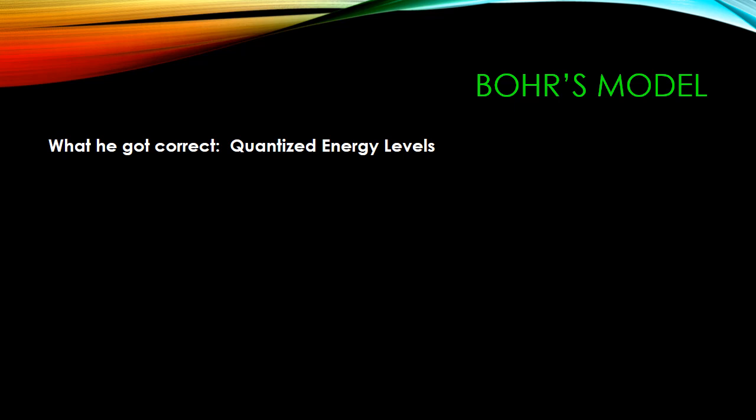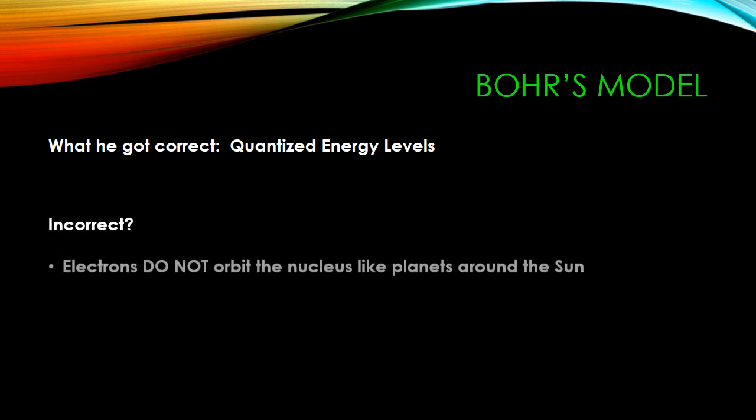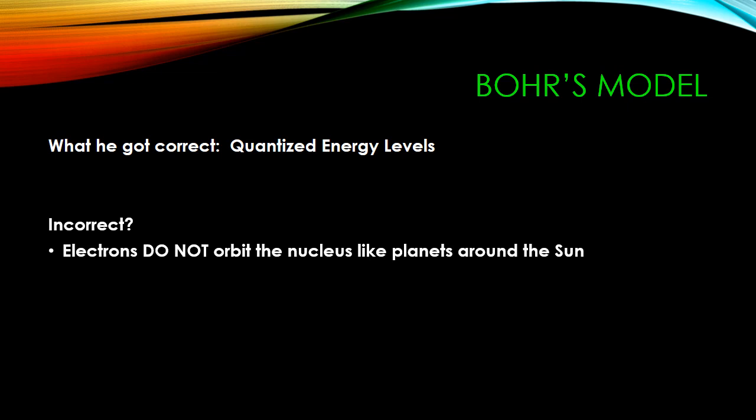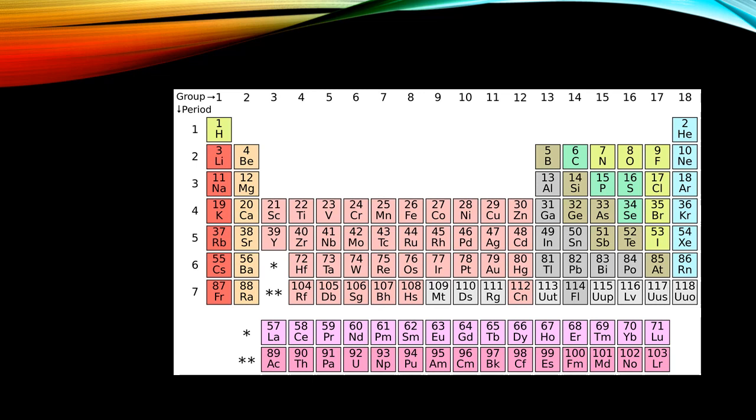Just so you know, make sure you understand that Bohr correctly identified quantized energy levels. And what he got incorrect is that the electrons do not orbit the nucleus like planets around the sun. This is going to be very important later in this chapter.